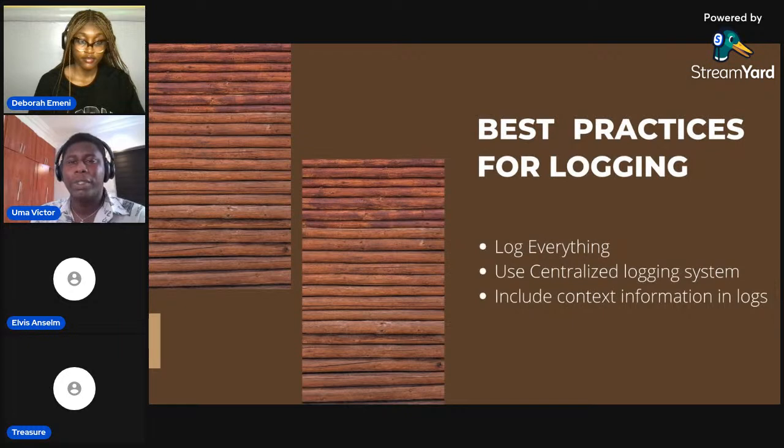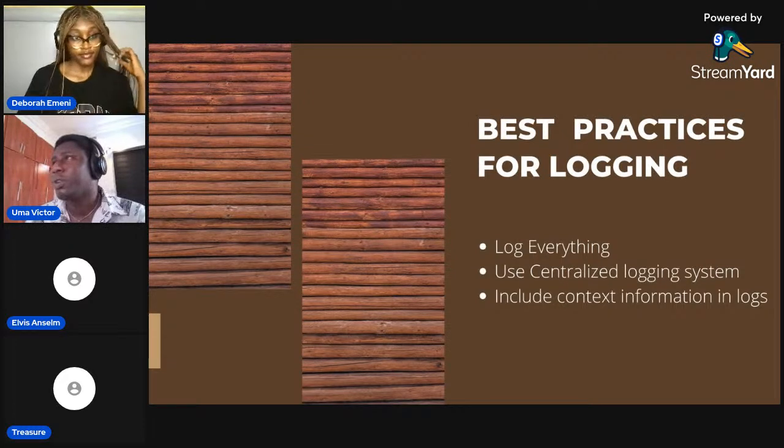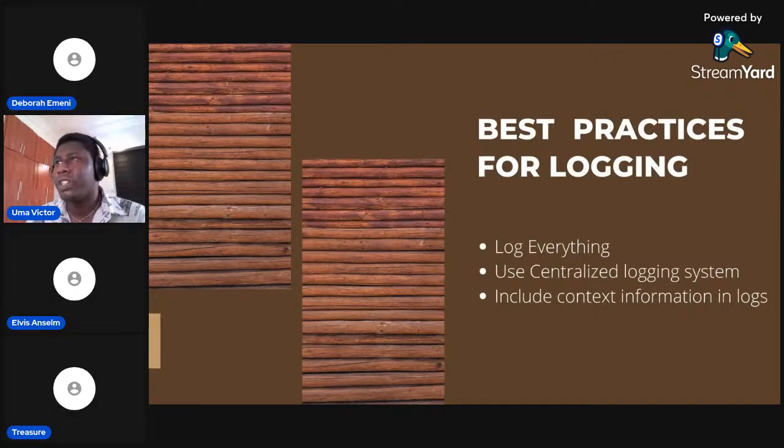Let's talk about the best practices for logging. One of the best practices for logging is using automation. Automating the monitoring process can help reduce the workload for teams, ensure consistency, and provide real insights. Automated monitoring can also enable teams to identify issues and anomalies faster than manual monitoring.